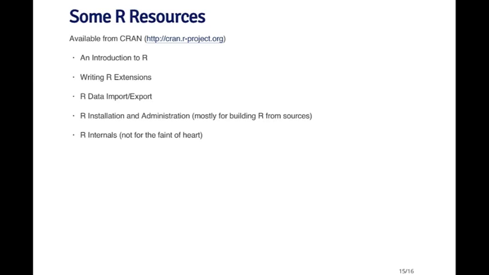And then the R Internals Manual is a really technical document for how R is designed, how R is implemented at a very low level. And it's not really for the faint of heart. But if you're the kind of person who wants to know how R works at a very, very low level, this is the document for you.